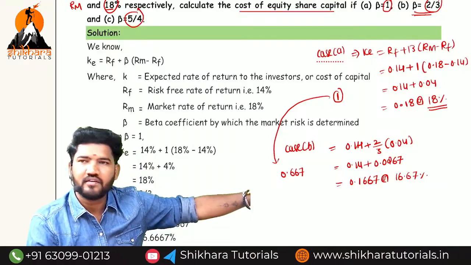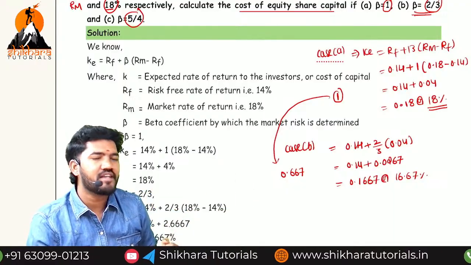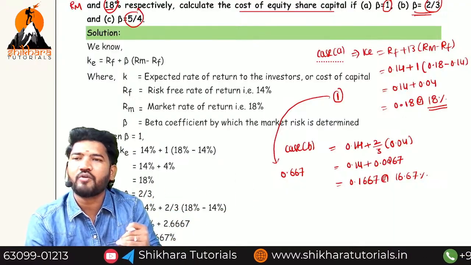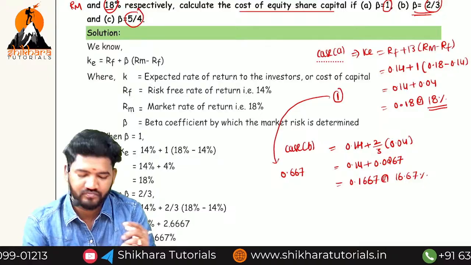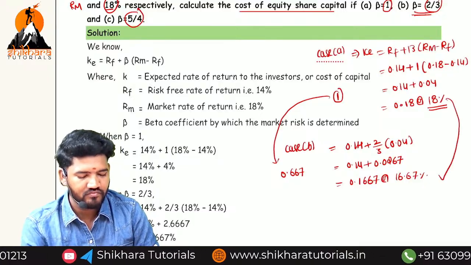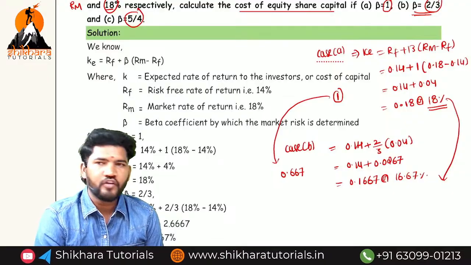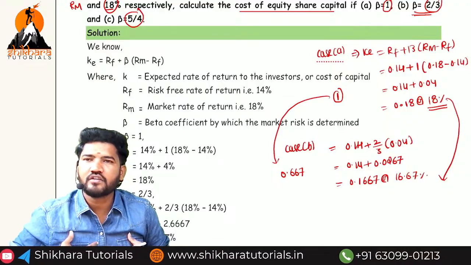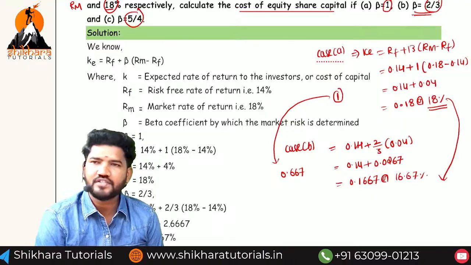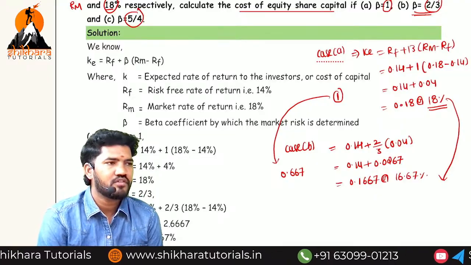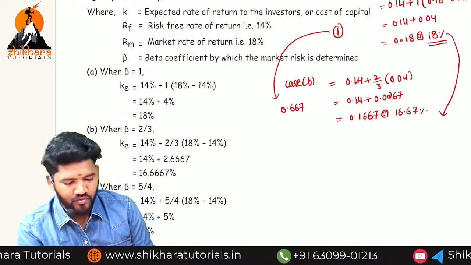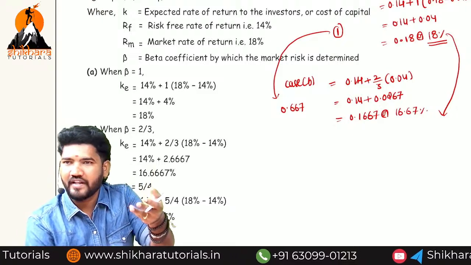Systematic risk, I said. So common sense: if risk decreases, automatically the owner's expectation also decreases. Clear? If more risk, as an owner I will expect more. If less risk, less. Now, the third case will give us some more clarity.